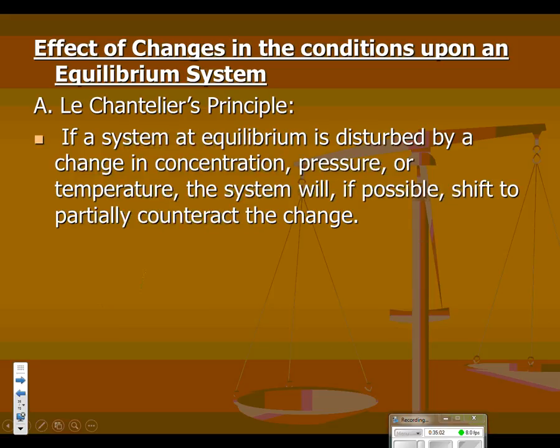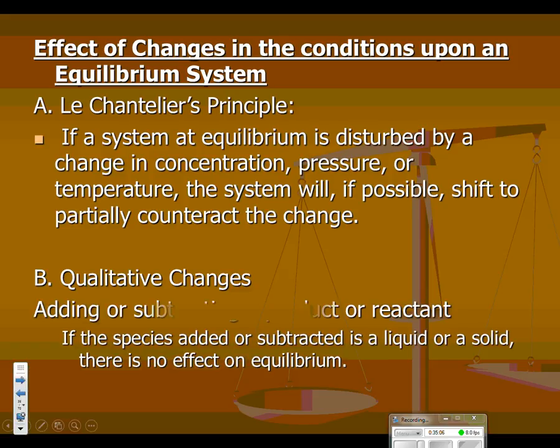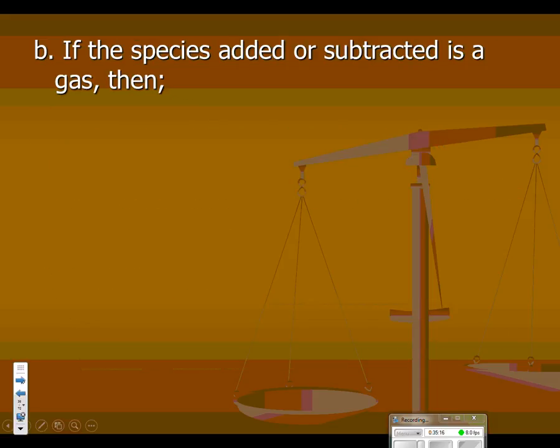Come on, really? Okay, so qualitative changes. Adding or subtracting a product. So something we can add or subtract. So with Le Chatelier, we're going to add something to one side or subtract something from one side. I'm going to show you something really quickly. So I'm going to draw on this while this is up. So hopefully this will let me write. Okay, so here's a generic equation. This is how I remember how to do it.